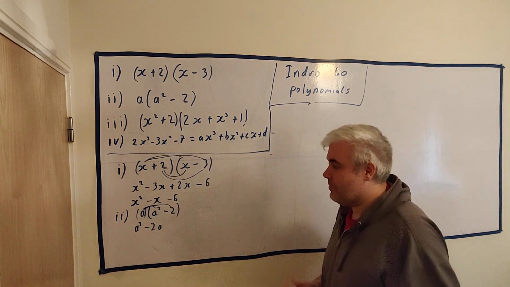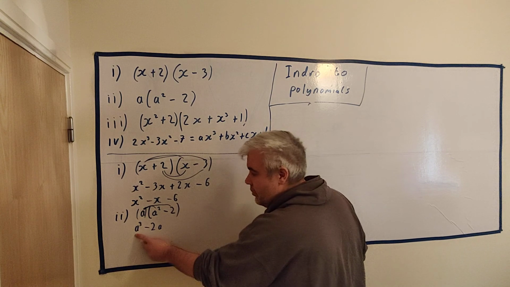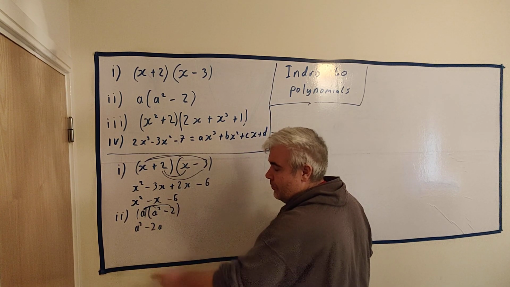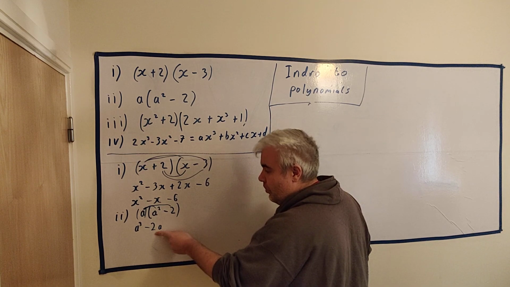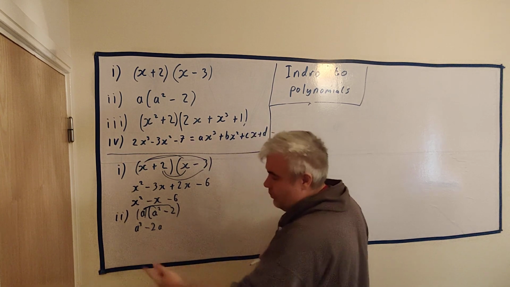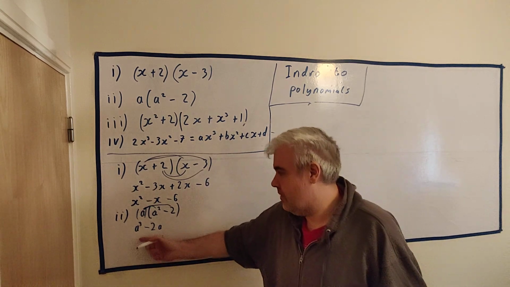Add all the like terms together. There are none. There's only 1 term with a cubed. There's no terms with a squared. There's only 1 term with a. There's no terms with numbers. They're all alright together. That's our final answer.